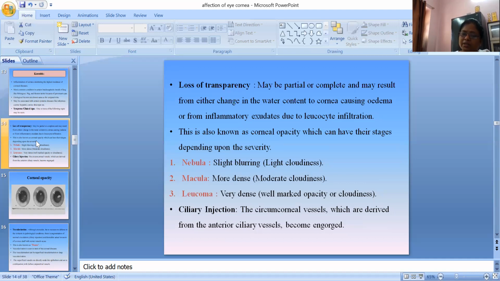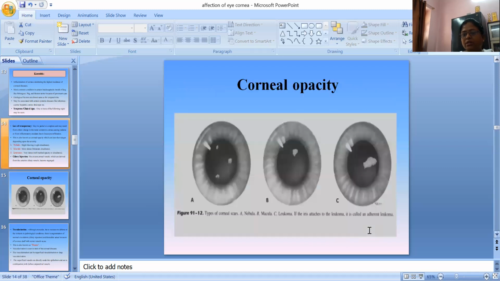So what is ciliary injection? This is a very important thing because the cornea is avascular, right? Ciliary injection means the circumcorneal vessels, which are derived from the anterior ciliary vessels, become engorged. Conjunctival vessels are also engorged. If conjunctival vessels are engorged, there is a color of corneal vessels or ciliary injection. The color is pinkish, right?